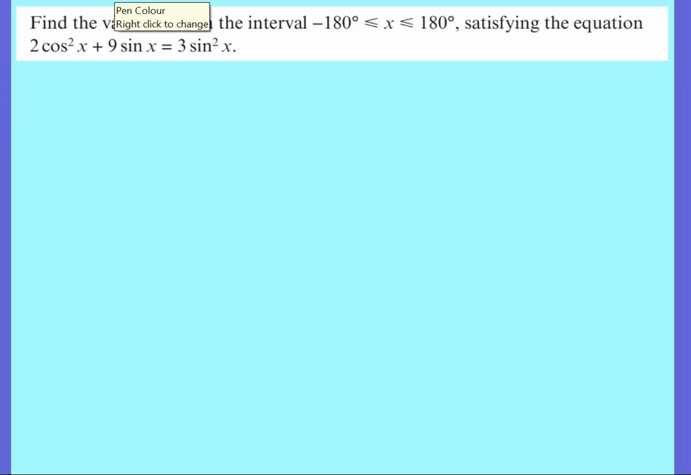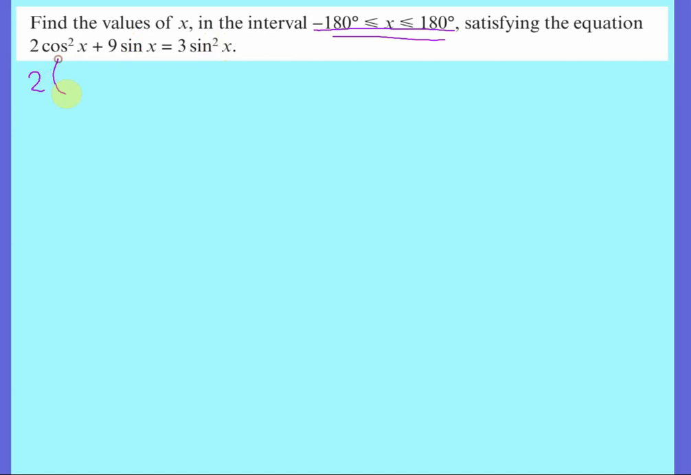Are we going to make it cos? Are we going to make it sine? And we've got to solve it for the interval here, minus 180 to 180 inclusive. So when I look at this, I've got sine here, sine there. It makes sense to make them all sine. I can easily change this to sine using one of the identities. That to cos, no, but that to cos, super easy. So let's make them all sine.